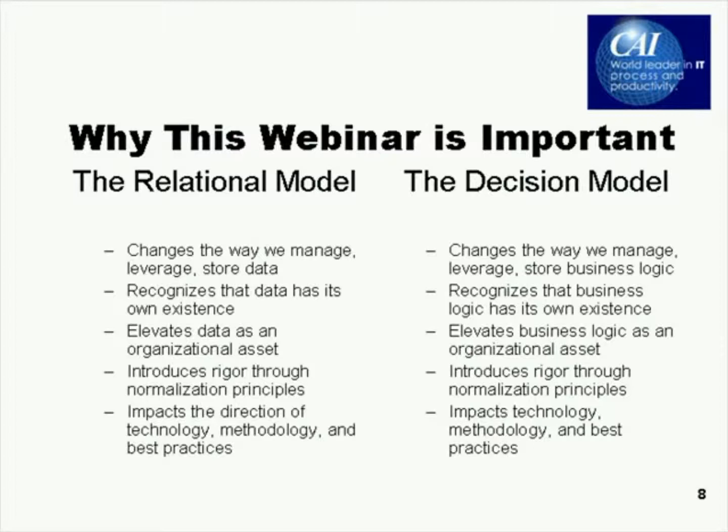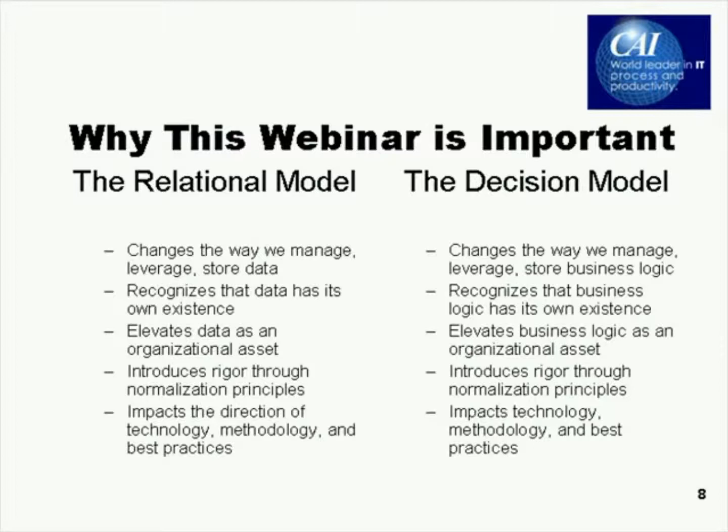On the right-hand side of the page, we consider the decision model today as a similar model. We have found that it actually changes the way we view and manage business rules and business logic for exactly the same reasons. It recognizes that business logic and business thinking, whether automated or not, like data, has its own existence, which should be separate from process and program code and even separate from the data. So it becomes a tangible and important organizational asset that we can now manage better. And we can manage it better because the decision model includes the science of normalization principles and other principles as those principles are applied to logic instead of as applied to data.